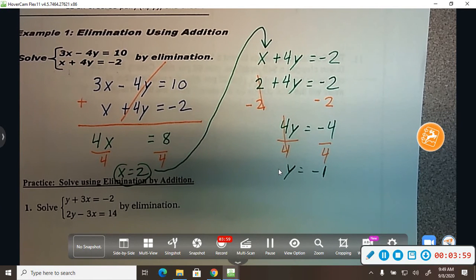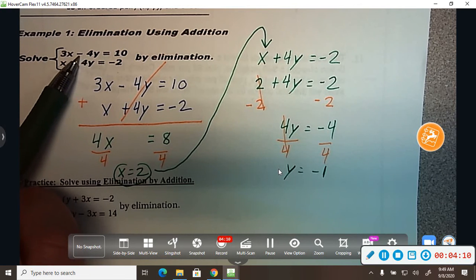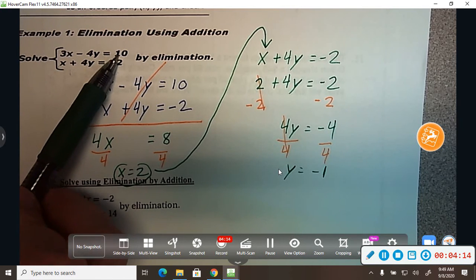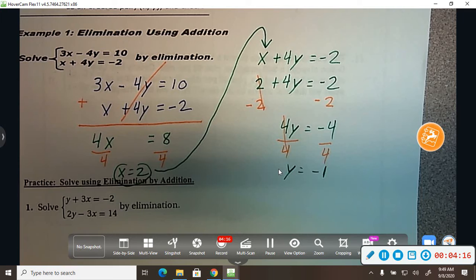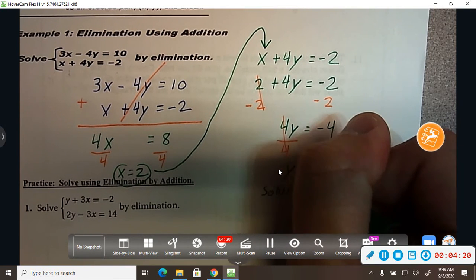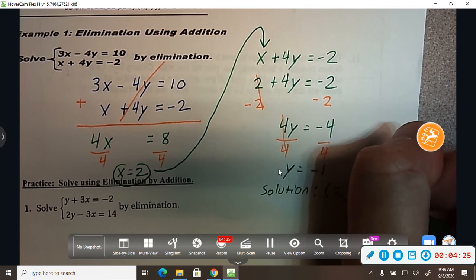Now, I would encourage you to take the other equation that you did not pick and plug it in. So let's plug it in. 3 times 2 is 6. And then negative 4 times negative 1 would be plus 4. And 6 plus 4 is 10. So I know without a doubt I'm correct. I'm going to put the solution as x first, then y.